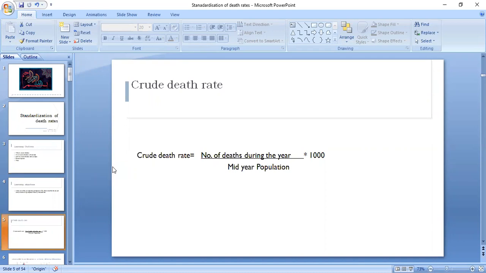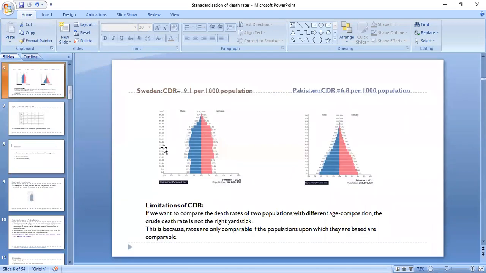Crude death rate equals the number of deaths during the year divided by the mid-year population, multiplied by 1000. Here we can see the crude death rate of Sweden is 9.1 per thousand population, while that of Pakistan is 6.8 per thousand population. What does it mean? Is Sweden's health status much poorer than Pakistan's? No, this is not the situation. We can see that Sweden's older population is much larger as compared to Pakistan. So that's why Sweden's CDR is higher than Pakistan's.